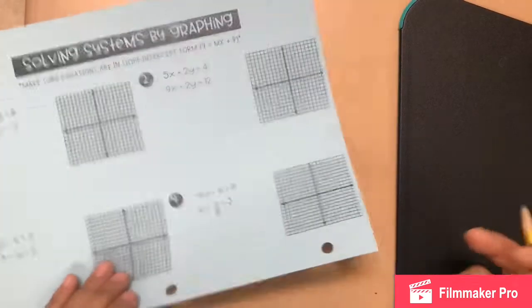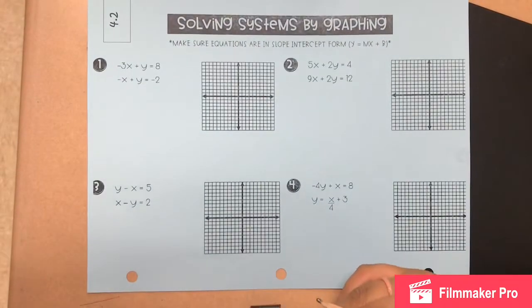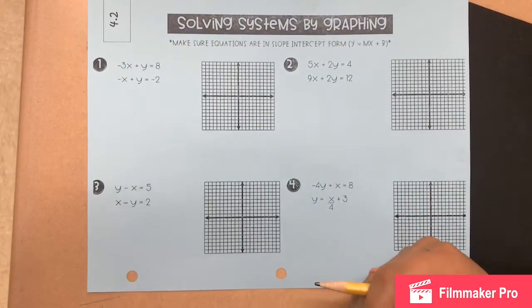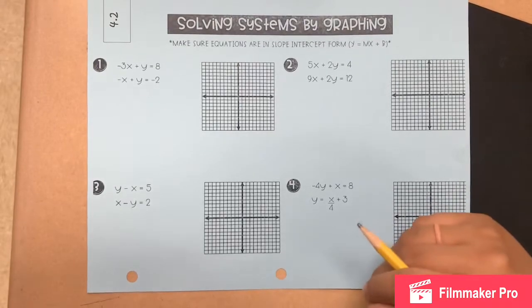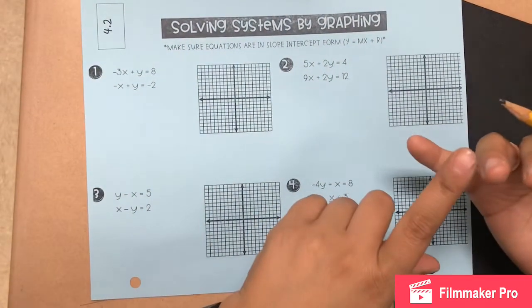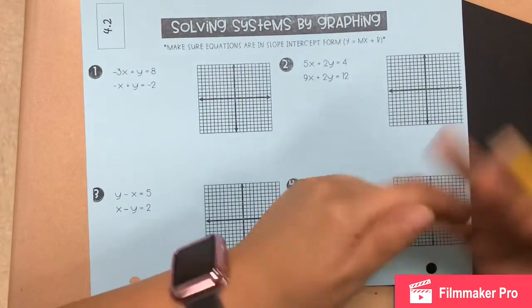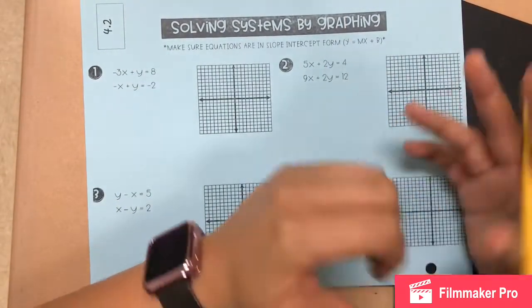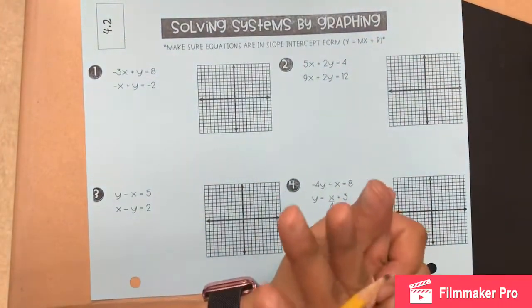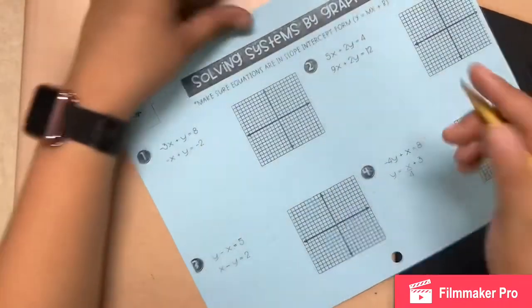Okay, so this is the second day of solving systems by graphing. We're going to spend several days on this. So just remember the three types. We have one solution, which is one point of intersection. We have no solution, which is parallel lines. And then we have infinite solutions, which is identical lines that overlap. So let's break it down.